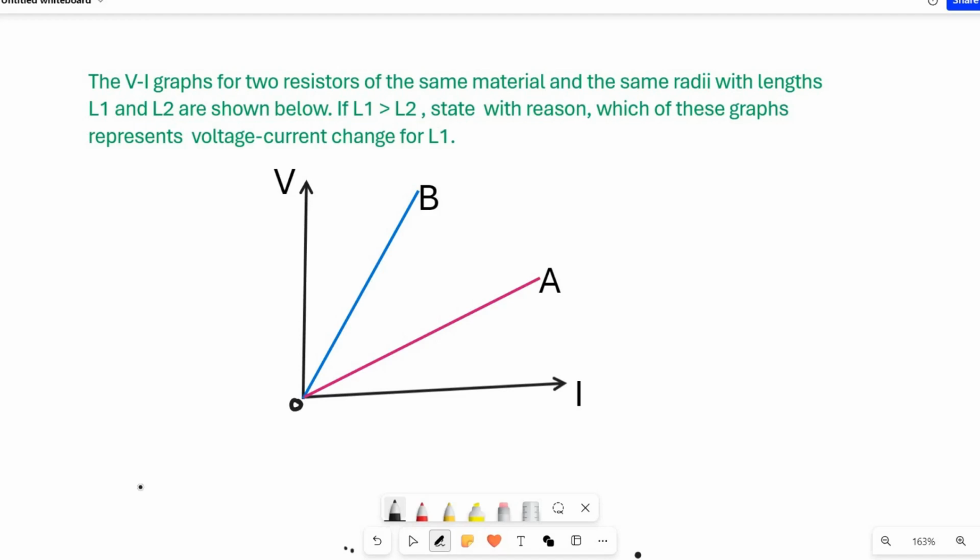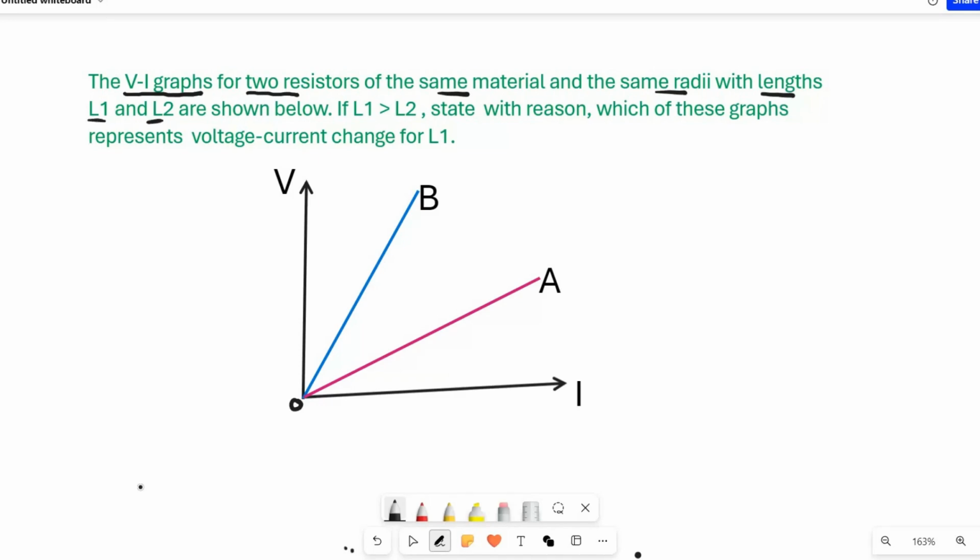Here is a question on application of Ohm's law and dependence of resistance on length, area, material, temperature, etc. The question states that this graph is a voltage versus current graph. Voltage versus current graph means a verification of Ohm's law graph. The graph is representing two resistors of same material, same radii with lengths L1 and L2.